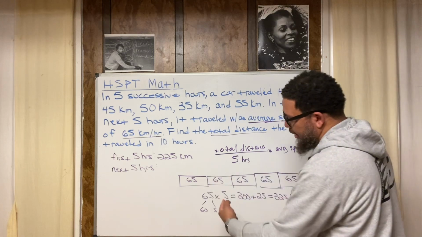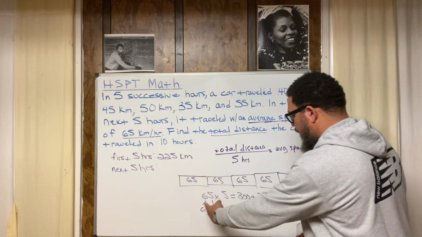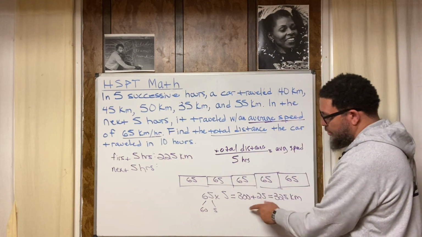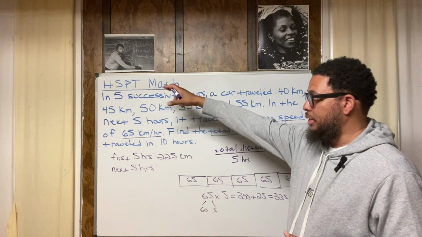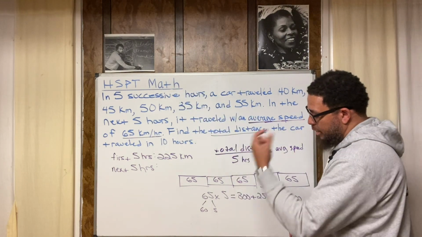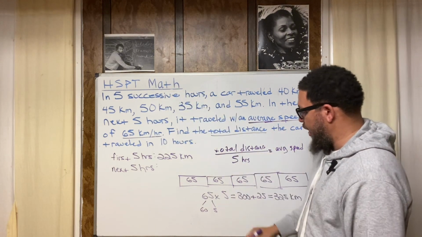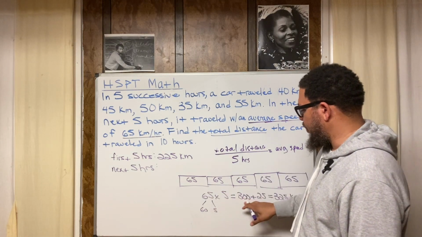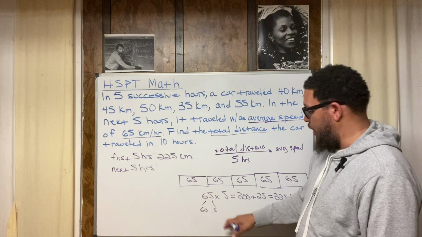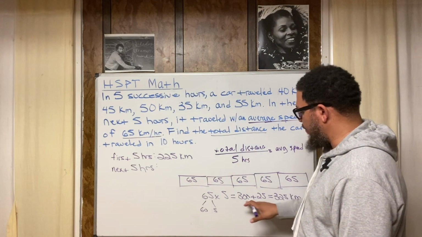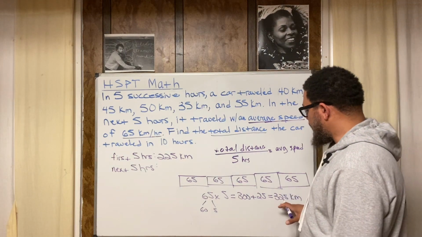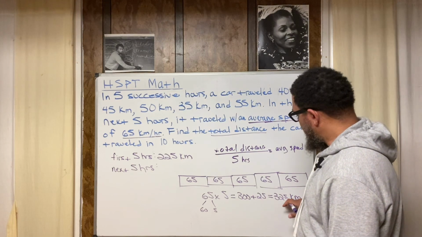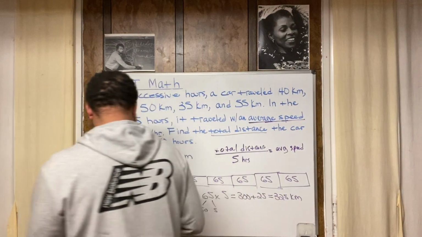So we got 65, 65, 65, 65, 65. If we do multiplication, which is a shortcut, 65 times 5 is 300 plus 25. Remember, no calculators allowed on this exam, the HSPT. So we got to know how to do mental math or handwritten math. Break the 65 down into 60 and 5. 60 times 5 is 300. This is the distributive property, by the way. And then 5 times 5 is 25. Add those two products together, you get 325 kilometers. So 325 kilometers in the next 5 hours.